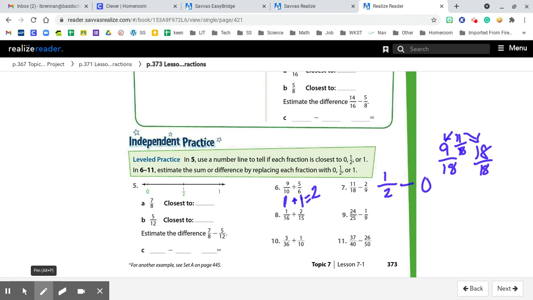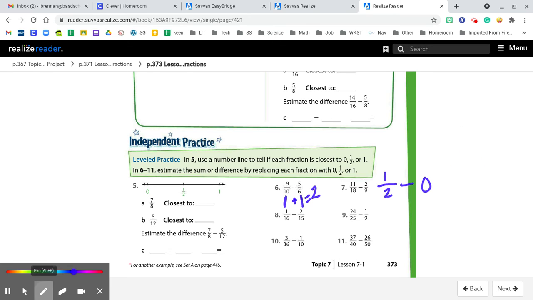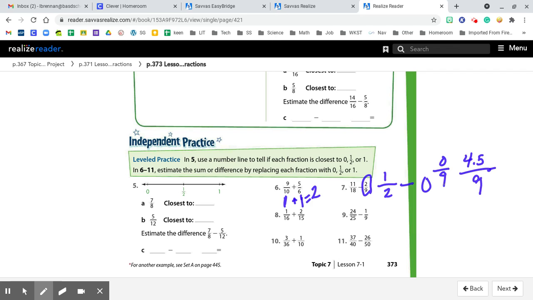When you have an odd denominator and you're trying to figure out estimates, this is not how you write a fraction, but this will help you. What's halfway between 0 and 9? It's 4.5. So you want to see, is 2/9 closer to 0/9 or 4.5/9? It's closer to 0/9. So we're going to say a half minus 0 is 1/2 for number 7.